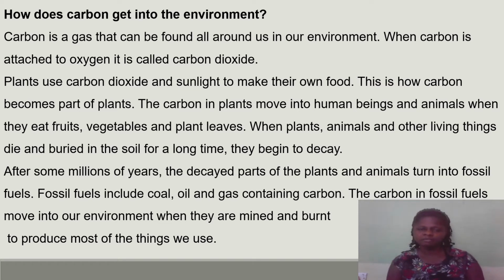When plants, animals, and other living things die and are buried in the soil for a long time, they begin to decay, and after some millions of years, the decayed parts of the plants and animals turn into fossil fuels. The examples of fossil fuels include coal, petroleum oil, and gas containing what? Carbon. Right. Now, the carbon in fossil fuel moves into our environment when they are mined and burnt to produce more fuel for us to use.